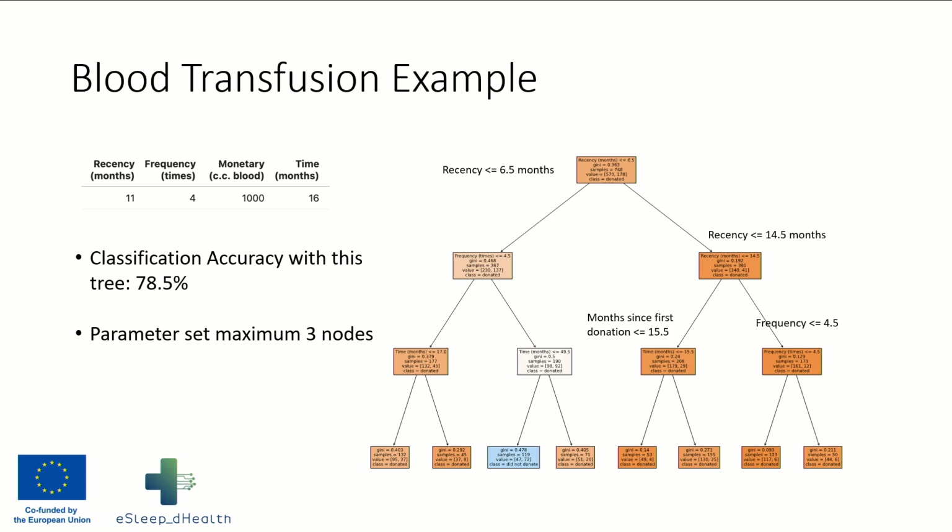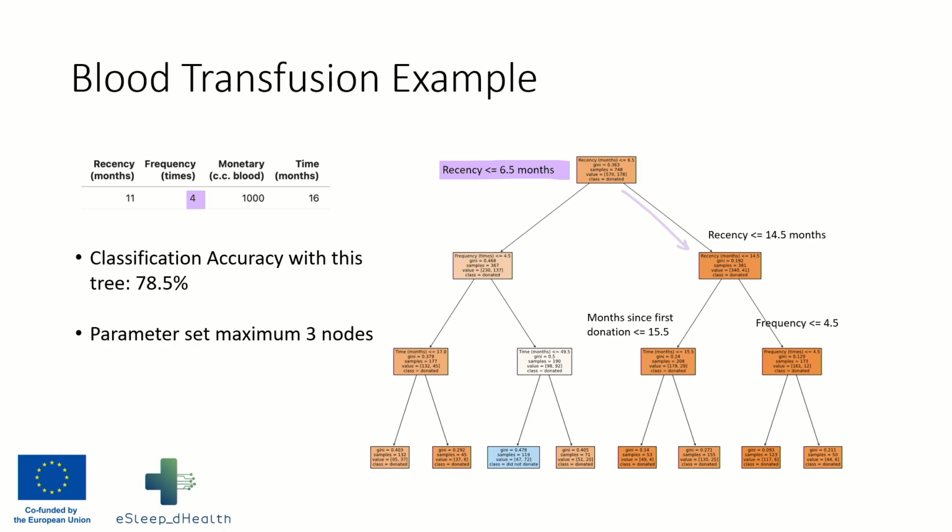So this quite simple decision tree, for example, has an accuracy of 78.5%. So again, this is the recency, the first splitting attribute. And if we have this example here of one donor for which we don't know yet if he's a donor or not, we would look at the recency that is reported in his data. So it's 4 months, so it's smaller than 6.5 months. Then we would go along the tree like this.